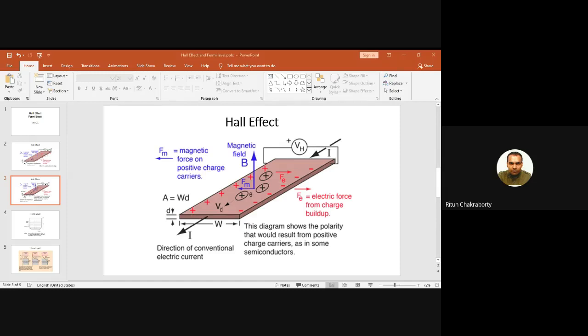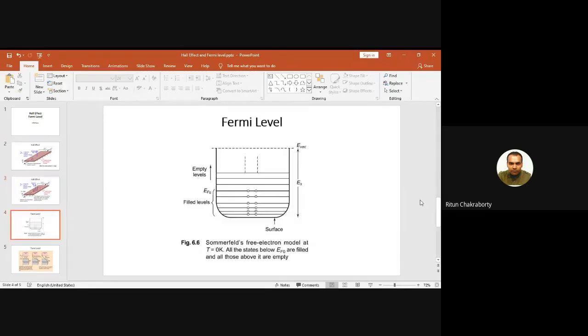Okay, so then we'll move to Fermi level. Fermi is an important topic. For Fermi level, I have to move back to the presentation slides. Can you see this figure of Fermi level? Yes, sir, we can see. Okay, good.